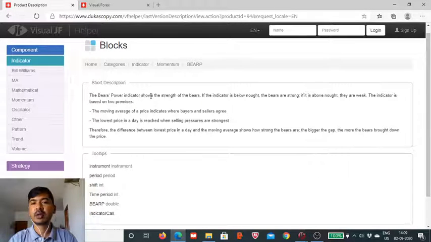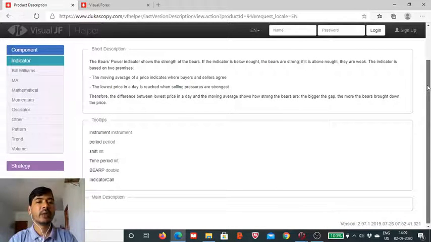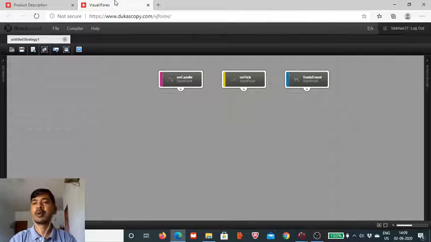As you can see in the short description, a value below zero is considered indicative of the fact that bears are in control. Bears are strong, and if the value is above zero, that means bears are weak. And this indicator is, as I said, mostly based on two factors: how the EMA, the average price, is moving, and how the current day's low price is in relation with the average price. So we here take the difference between these data points, and comparing them, we find the strength of the bearish pull. Now let us go to the Visual JForex platform.